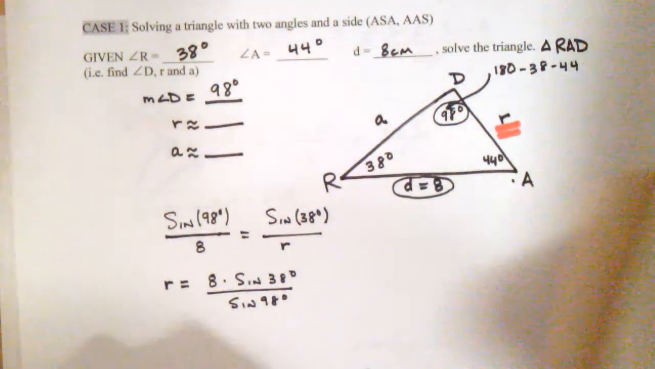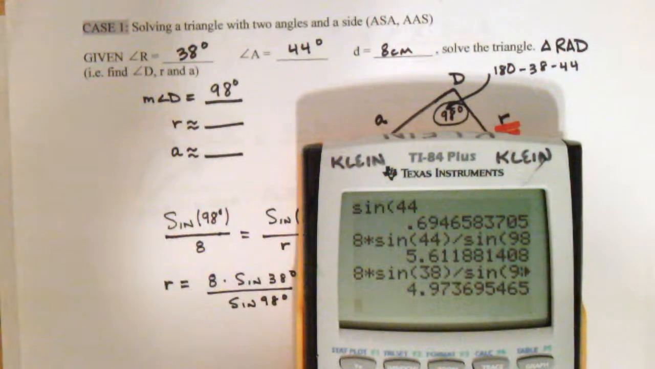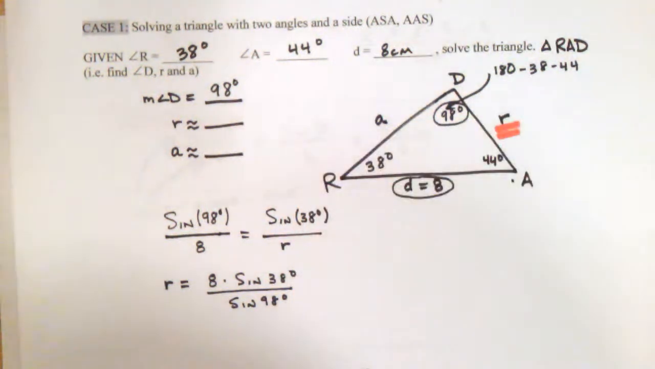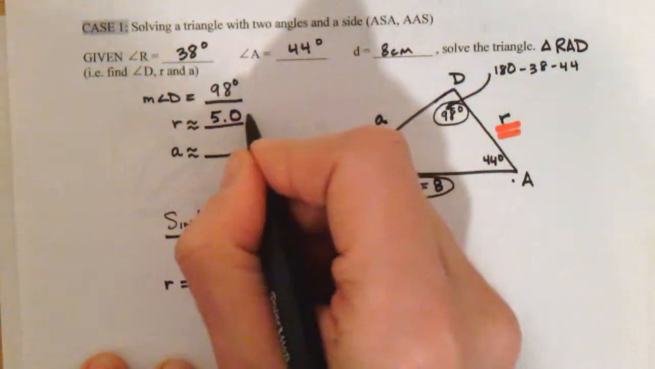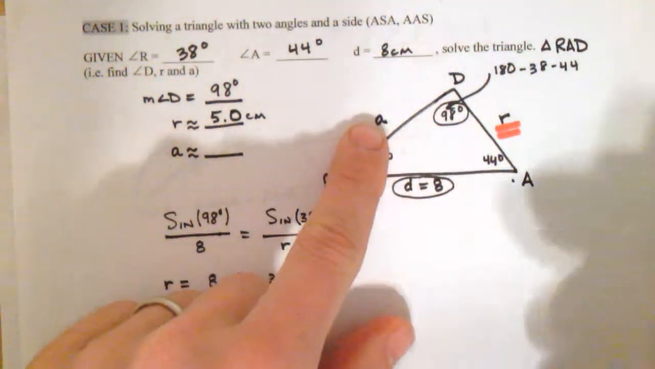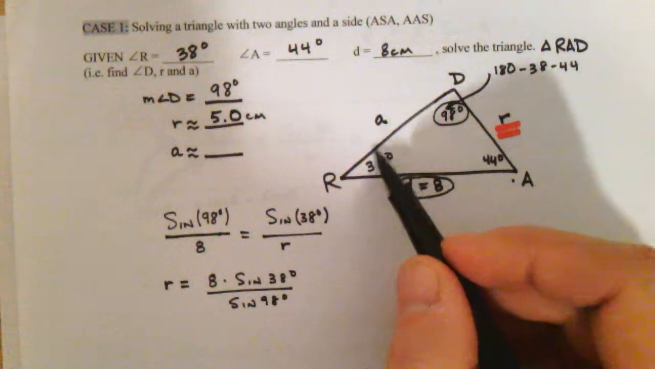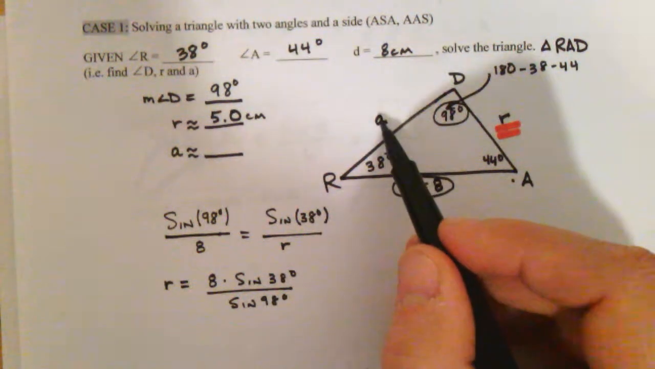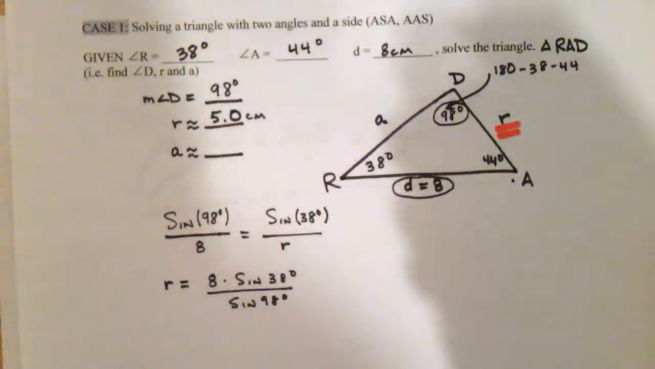And when you work that out, you're going to find that 8 times the sine of 38 divided by the sine of 98 gives us 4.97, which I am going to round off to 5.0 centimeters. So that gives us R. The last thing we need to find is A. Before we find A, let's just keep in mind that because the angle across from it is bigger than 38, A is going to have to be a little bit bigger than R. So we're looking for a number that's maybe a little bit larger than 5.0.